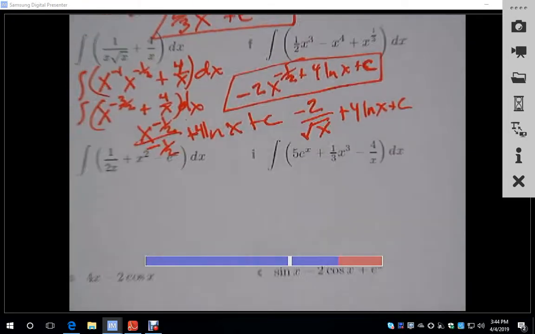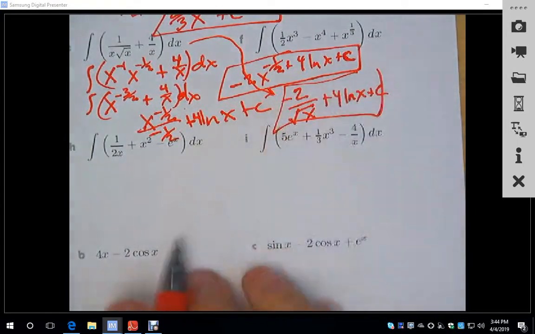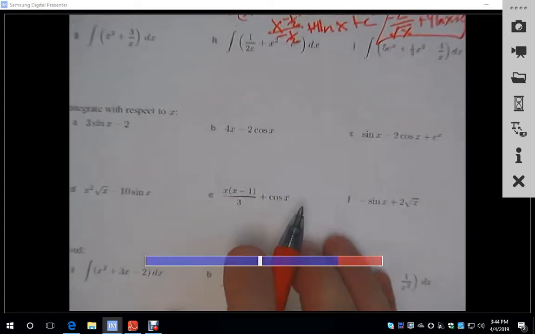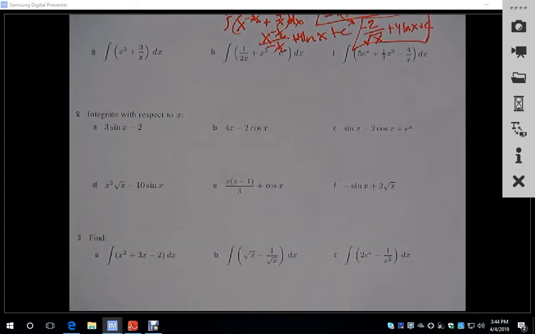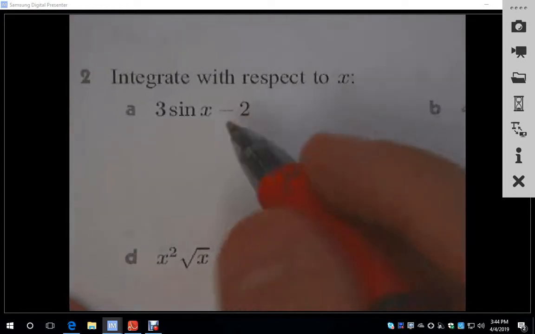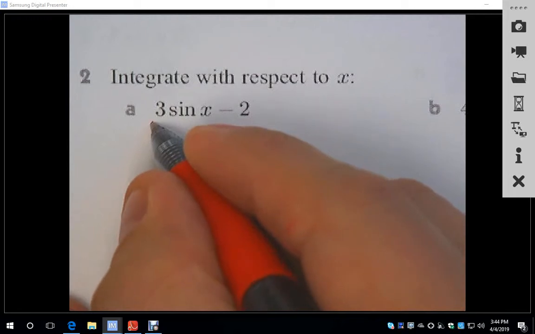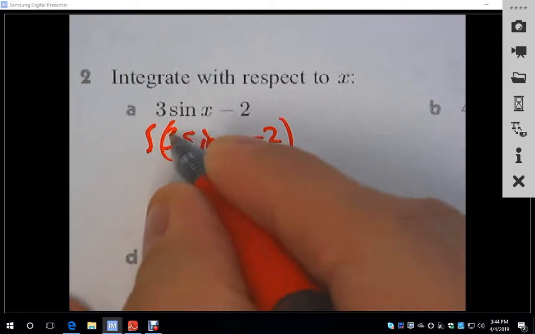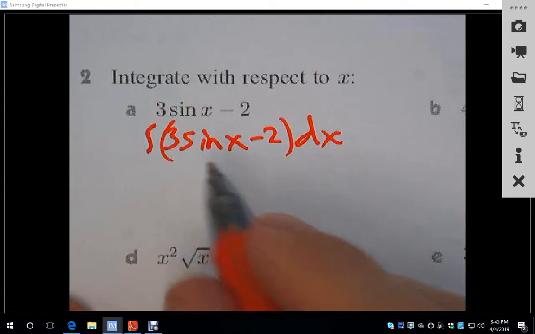All right, I'm going to move down. So this is this problem here, right? I'm going to move down and let's do A. So I'm going to zoom out so you can maybe pause and do as many of these as you want. I'm going to move into 2A, and it says integrate with respect to x. So what they're asking here is the integral of 3 times sine of x minus 2, and then integrate with respect to x. So that's going to give me, I'm going to write this down.